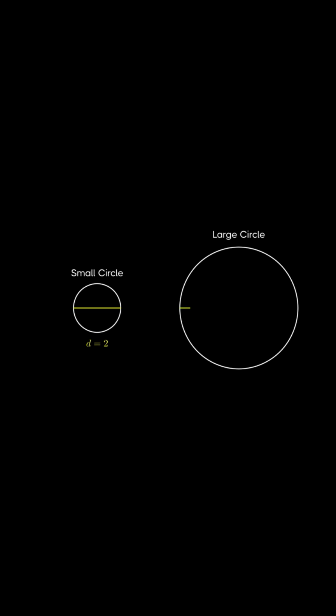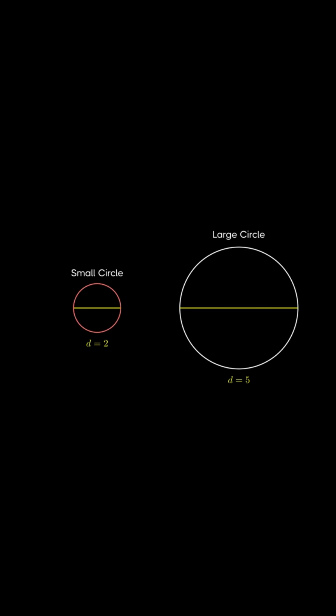Our large circle has a radius of 2.5 units, which means its diameter is 5 units. Notice how the diameter is simply twice the radius. This relationship is true for every circle. Now let's find the circumference of each circle.